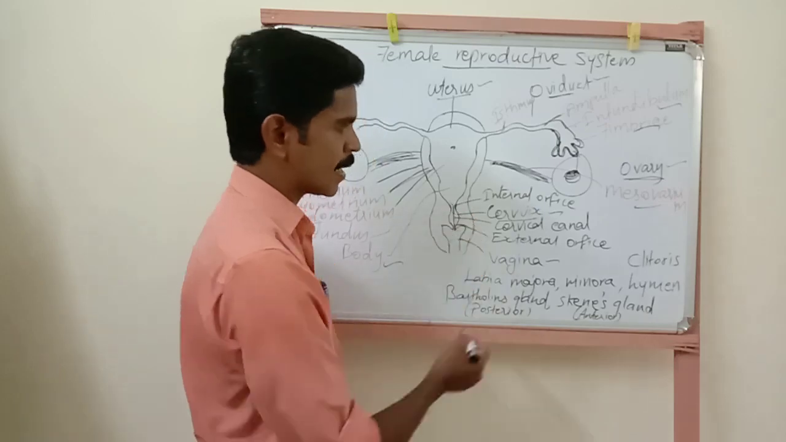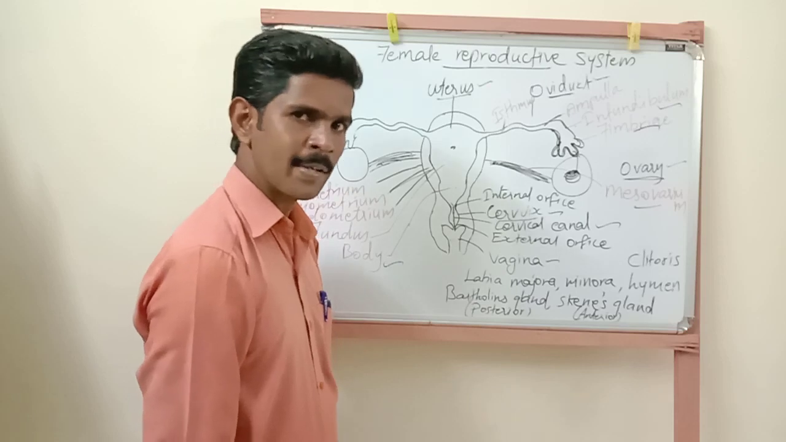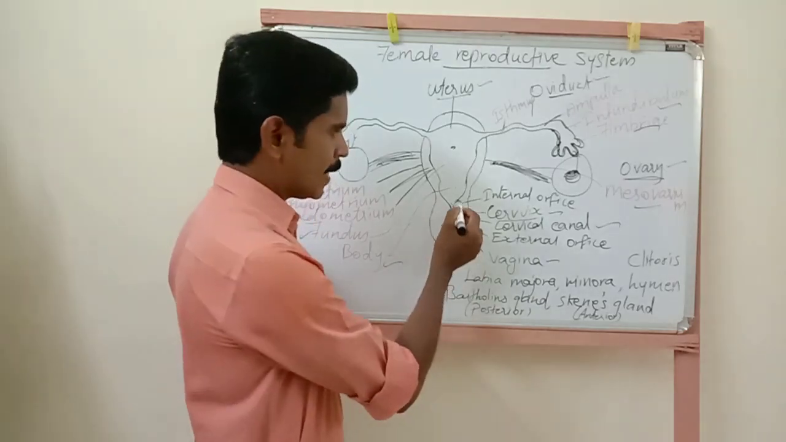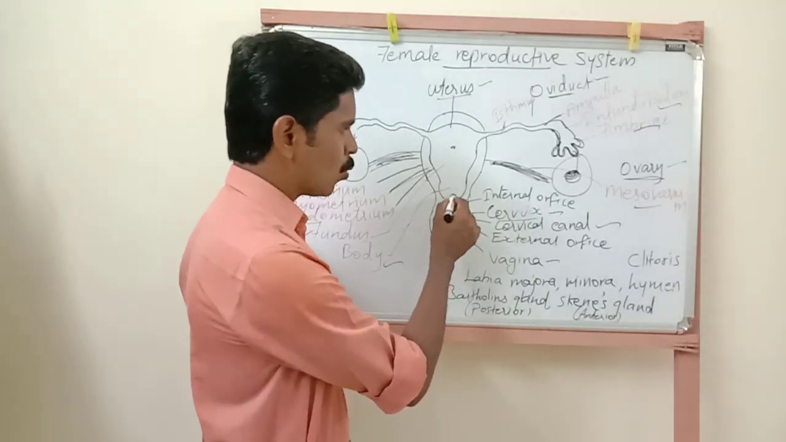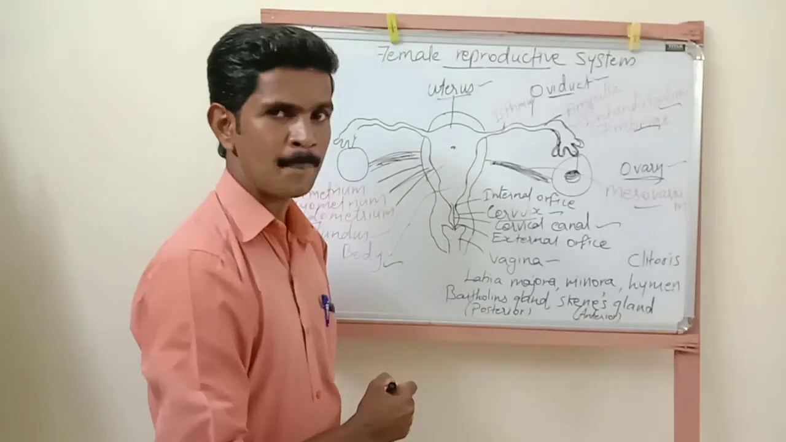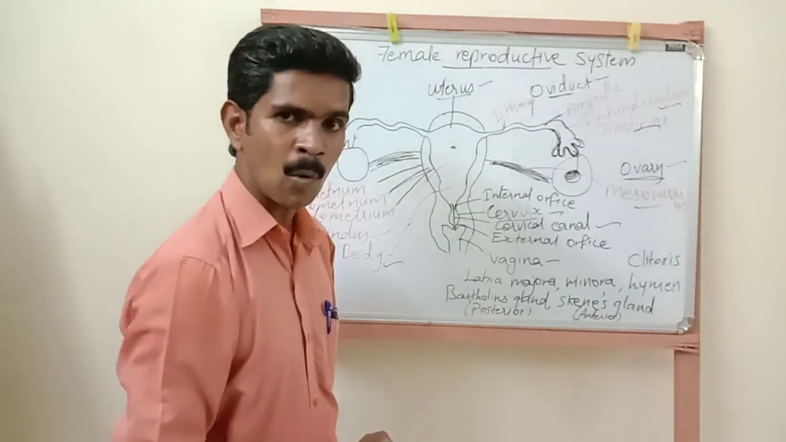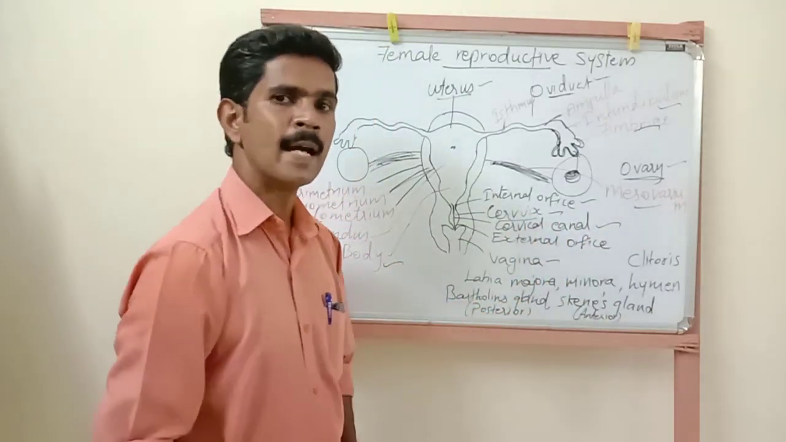A hollow region is there. It is called the cervical canal. Then this cervix is opened inside the uterus through a small hole, or a small opening. It is called the internal orifice.